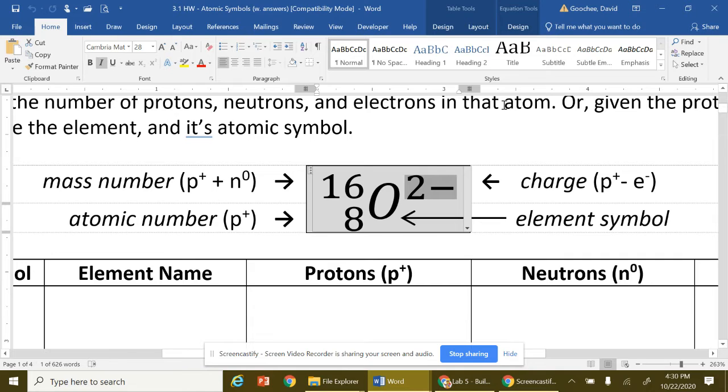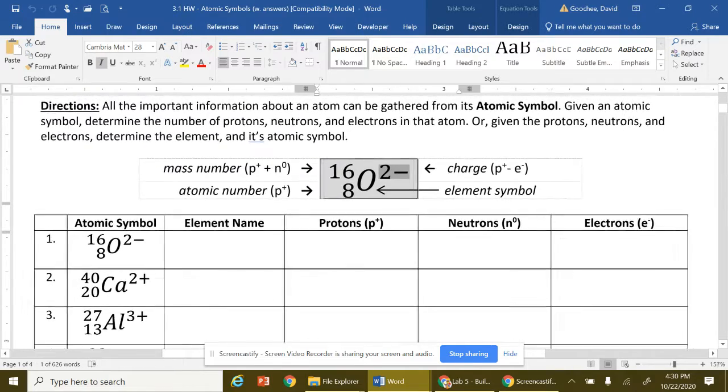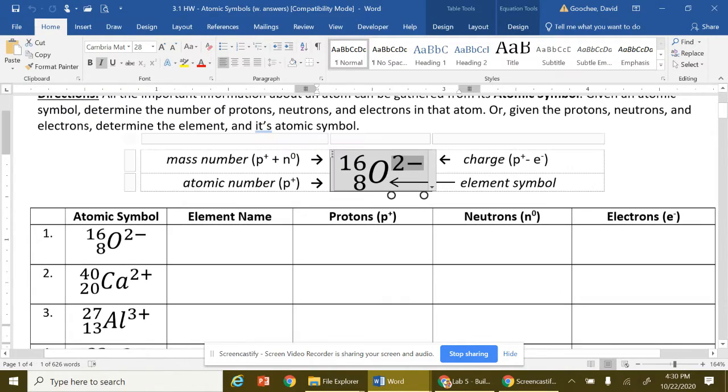So for example, the charge on this atom is 2 minus. That means it has 2 more electrons than it has protons. So if you have 8 protons, you're going to have 2 more electrons than you have protons. You are going to have 10 electrons. And that's how this would work. So your job is to fill in the blanks in this chart.